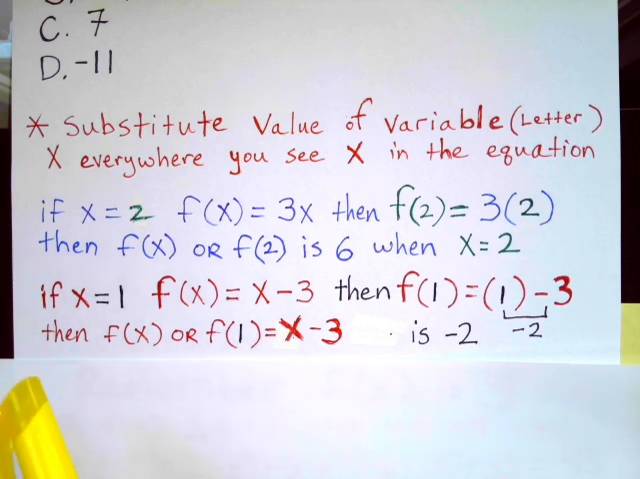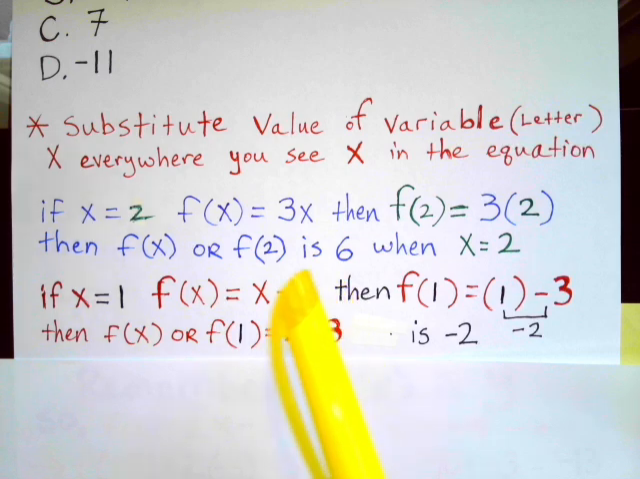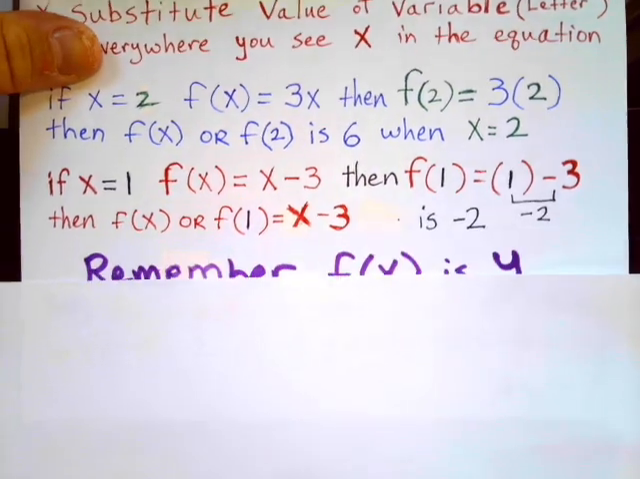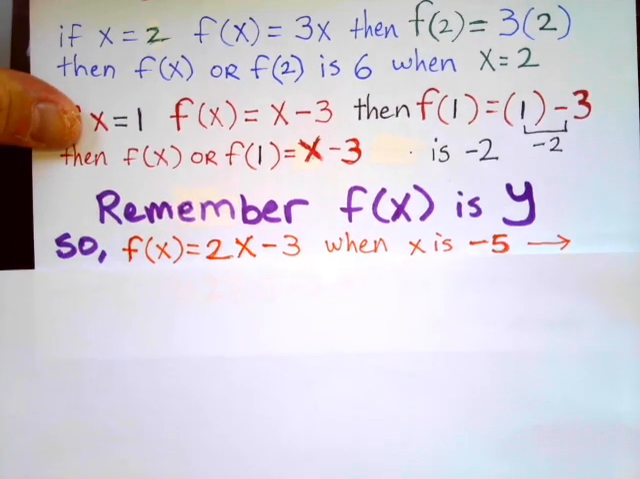So, f of 1 equals x minus 3 is negative 2. Or this function, when x equals 1, is negative 2. Hopefully that's making some sense. And now I'd like to get right into answering the question.